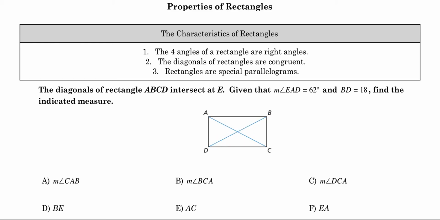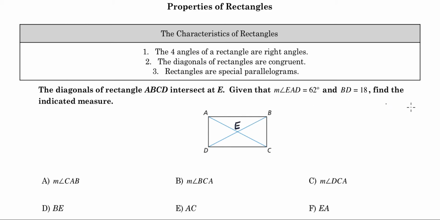All right, so we're going to jump into this problem. Here's our example. The diagonals of rectangle ABCD, so the diagonals AC and the diagonal DB, those diagonals intersect at E. So that means this point right here, we're going to call E. I'm going to say that's point E.